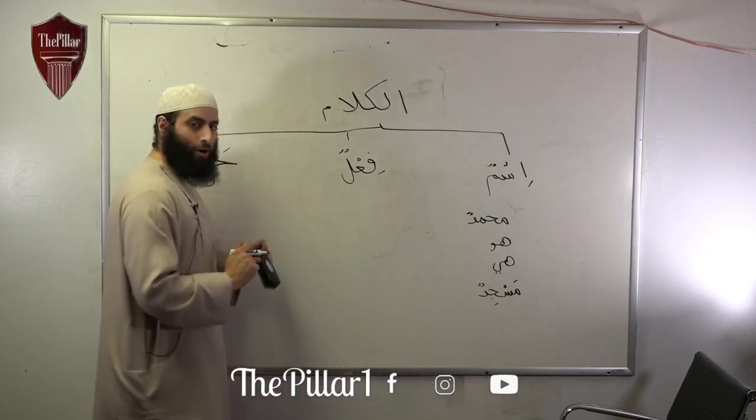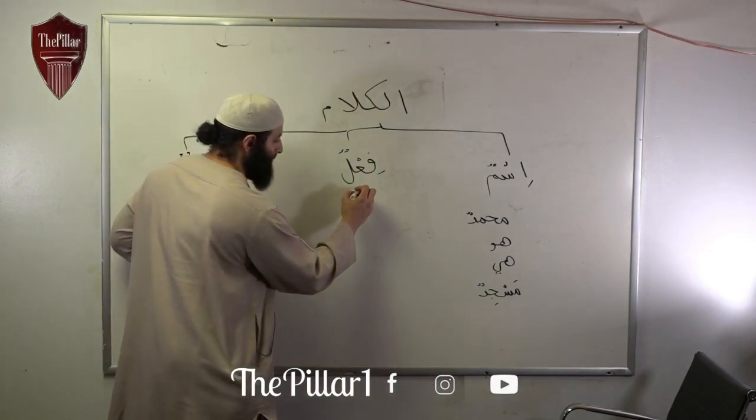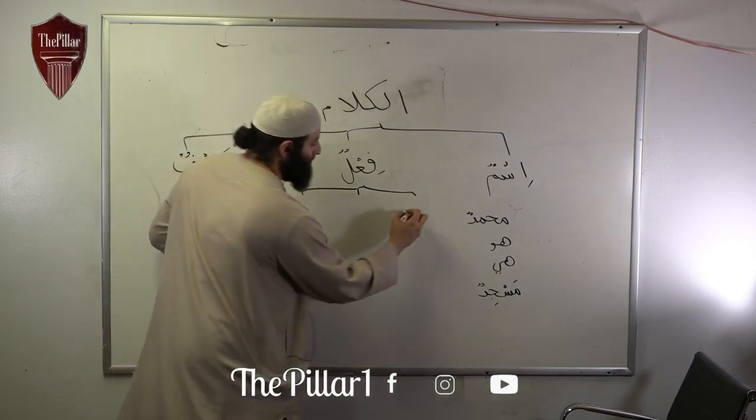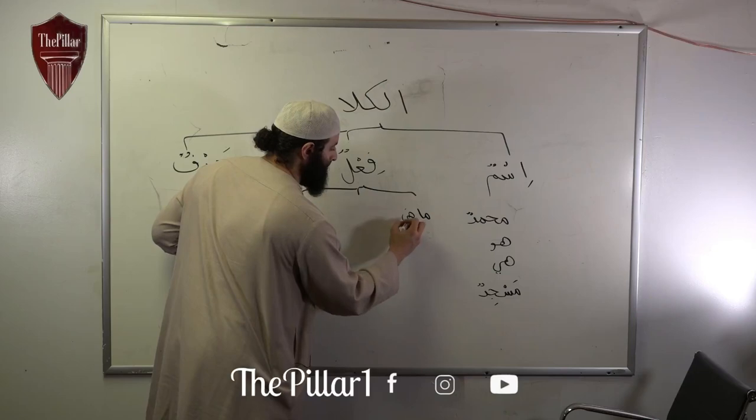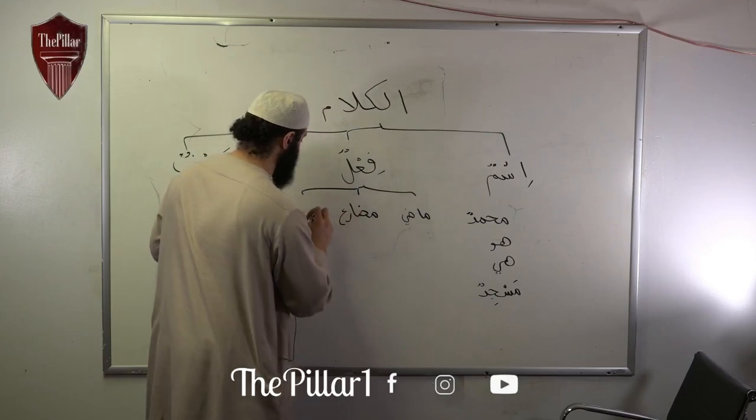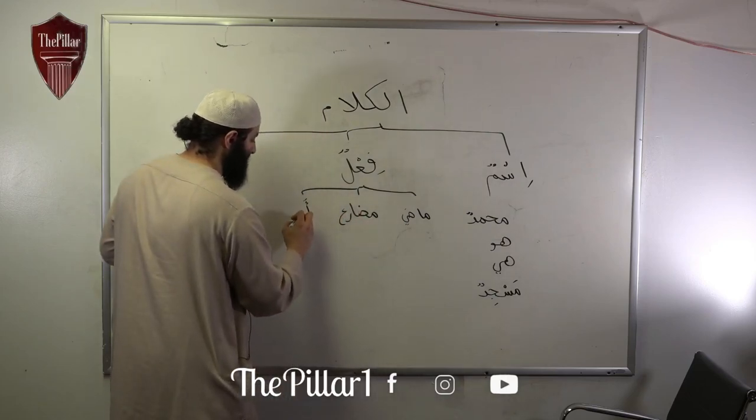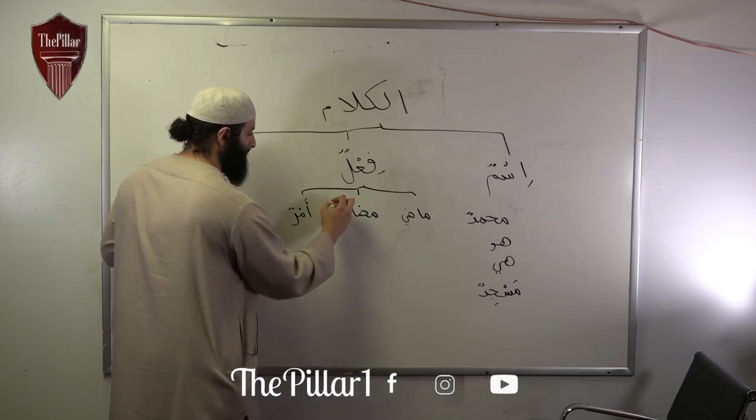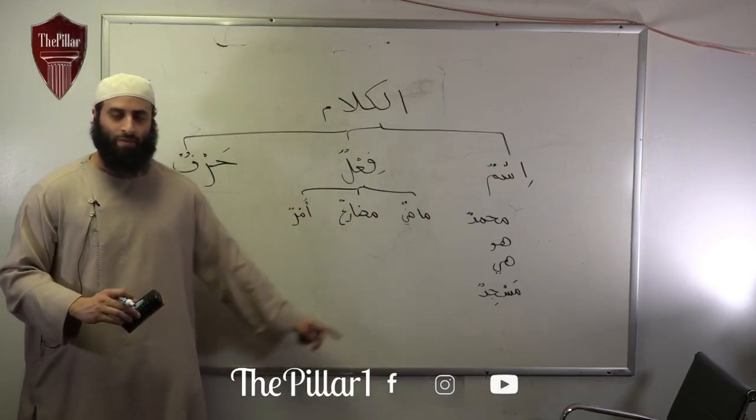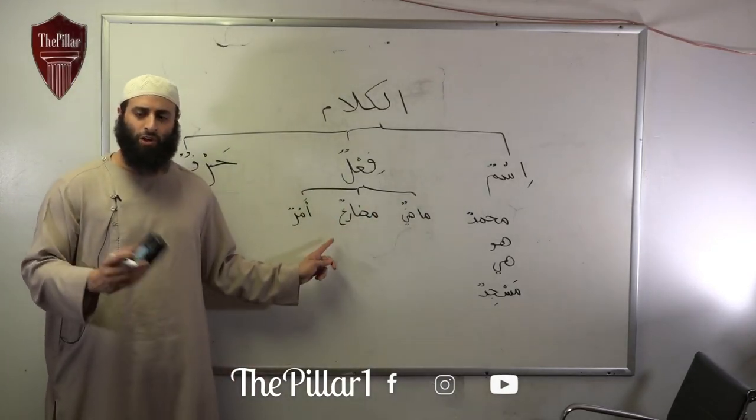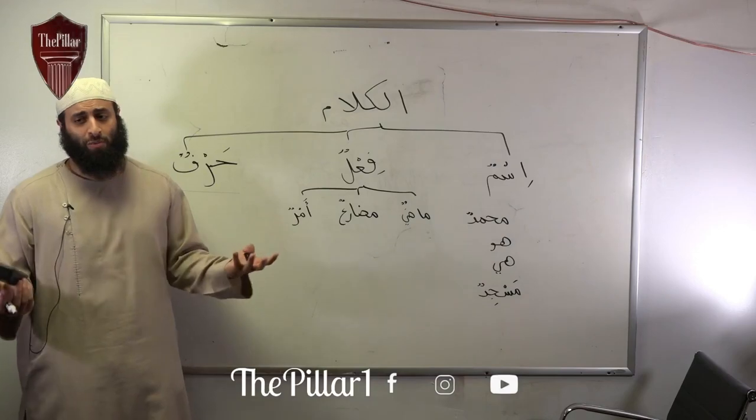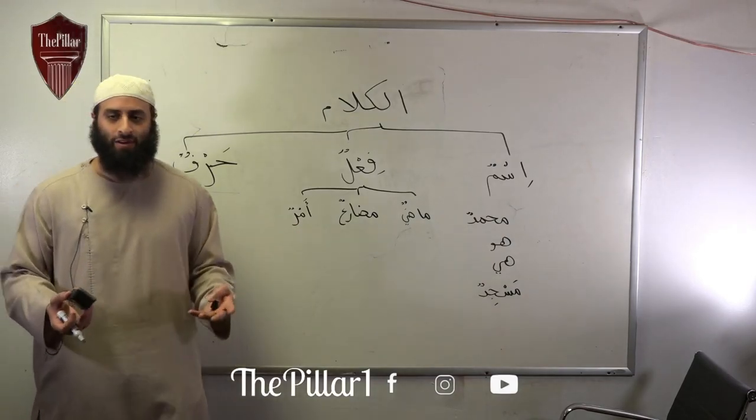Fi'lun is a verb. And a verb in the Arabic language has three categories. Madi, mudari', and amr. Madiyun, mudari'un, amrun. Past, present, and you would think what? For this last one, what would you think, Amir? Future. It's not future though. That's what you normally think, but it's actually a request or a command.